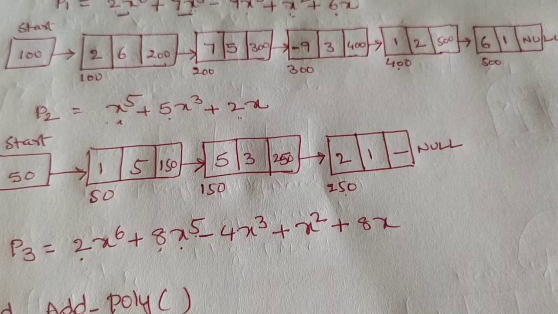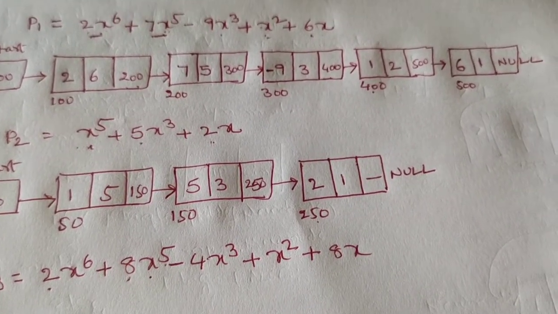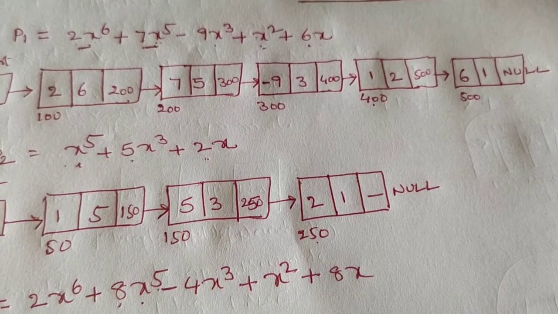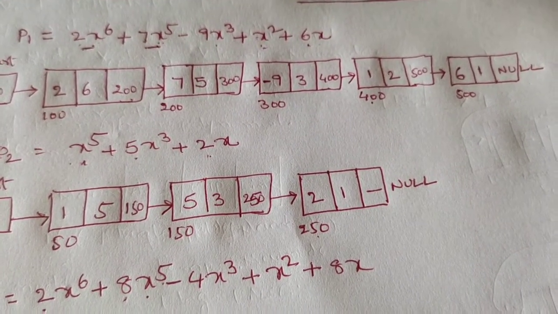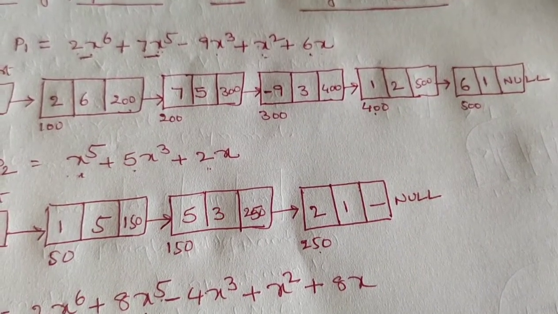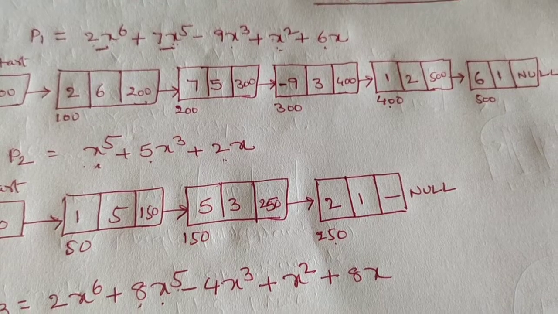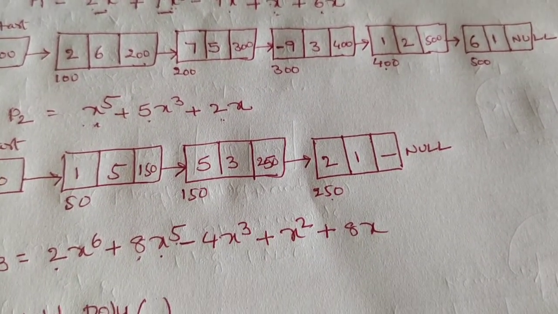The value is added in the resultant polynomial P3. In the same way, we move forward one step, one term forward in both of the polynomials. The next term is x square. The x square is not in the second polynomial. Simply we add this to the resultant polynomial.